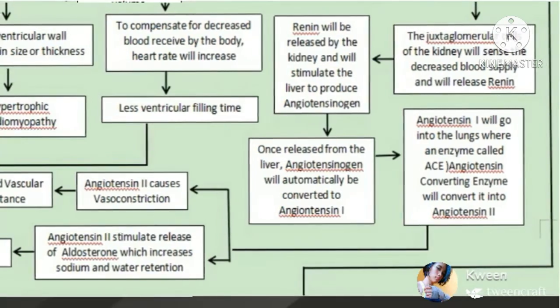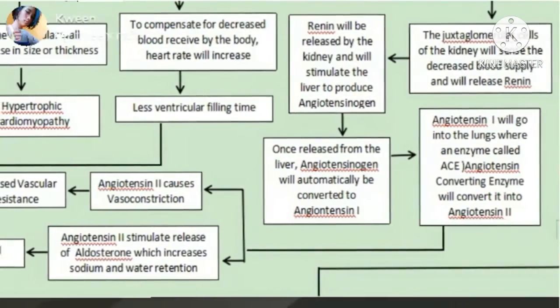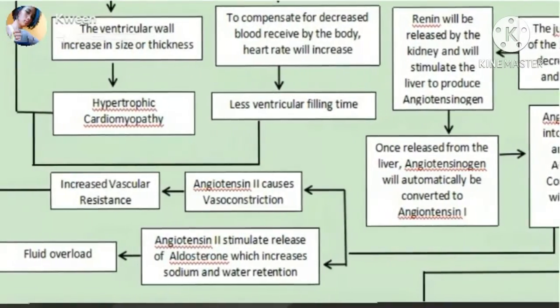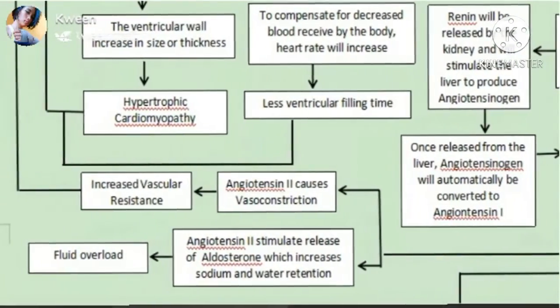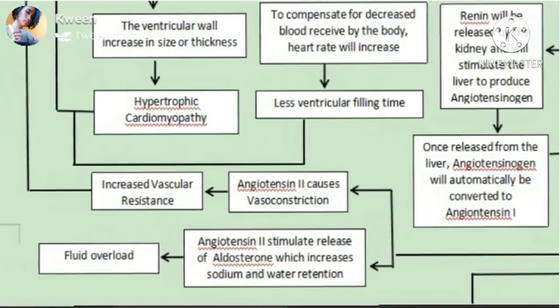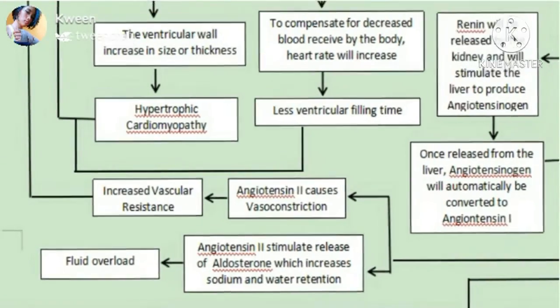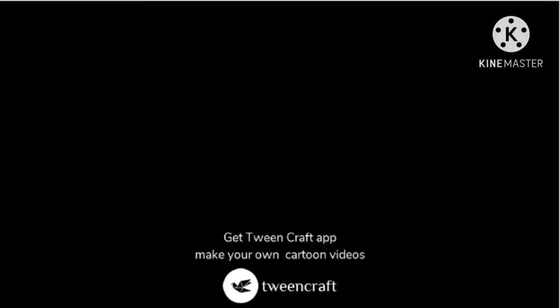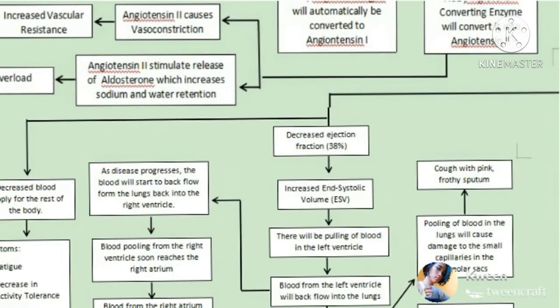Also, angiotensin 2 will stimulate the release of aldosterone from our adrenal glands, which increases sodium and water retention. An increase in sodium and water retention will cause fluid overload. Going back, angiotensin 2 causes vasoconstriction, and this vasoconstriction can cause an increase in vascular resistance, therefore increasing afterload of the heart and decreasing the stroke volume and decreasing the cardiac output. The decrease in cardiac output can also result to decreased ejection fraction.